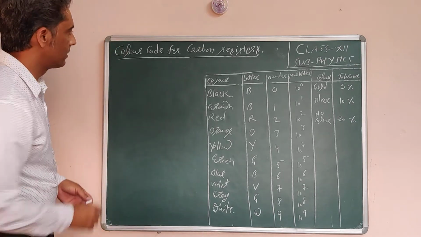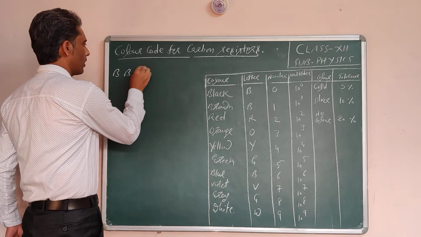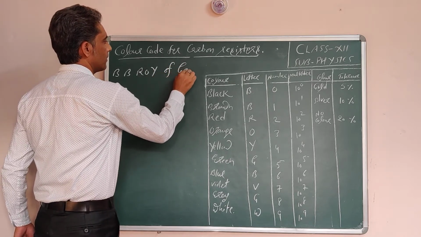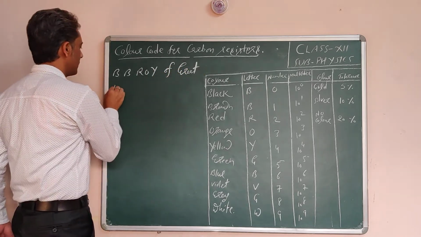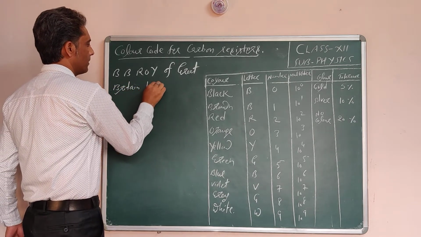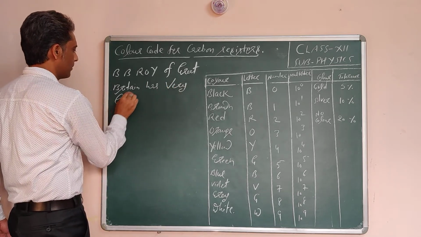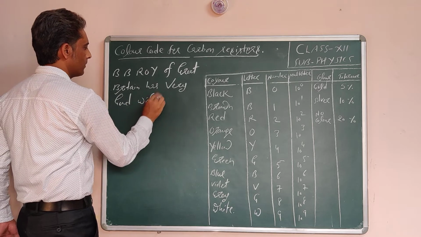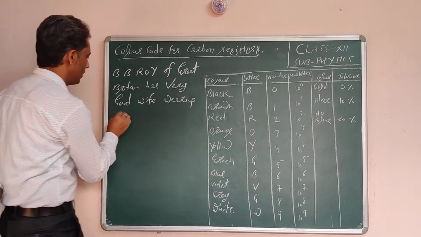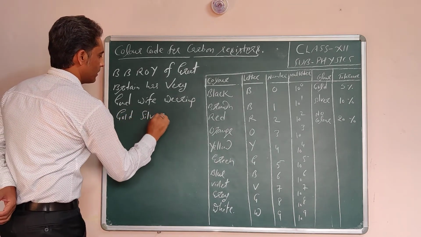That statement is: BB ROY of Great Britain had a very good wife wearing gold, silver necklace.